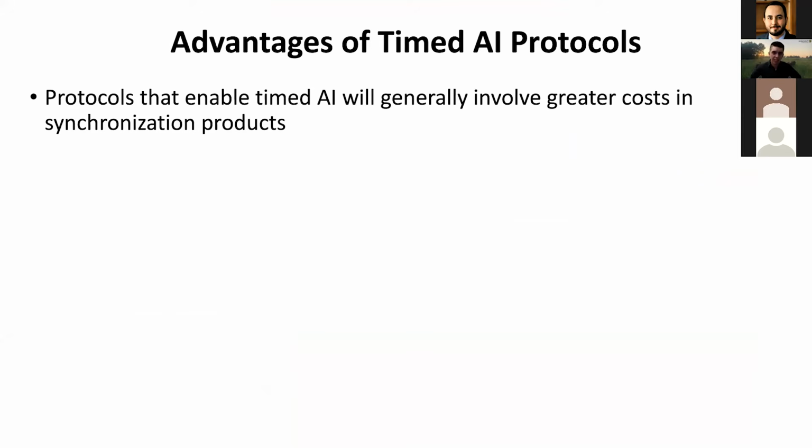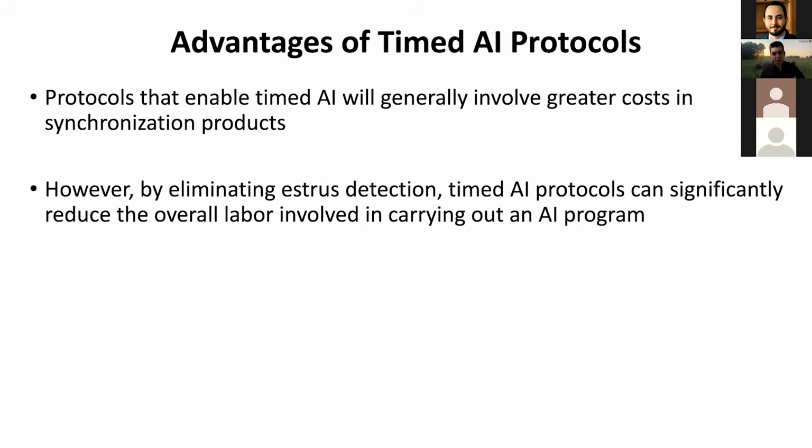Let's talk about the advantages of timed AI protocols in general. Protocols that enable timed AI are generally going to involve greater costs in synchronization products. Don't let that scare you necessarily, because remember, we're making an investment, and that is an investment that ought to have return potential if we're going to do it. So pencil that out and be sure that it does in your operation. I think it often will. The AI calculator tool previously mentioned is another good opportunity to evaluate that. But by eliminating estrus detection, a timed AI protocol can significantly reduce the overall labor involved in carrying out an AI program.